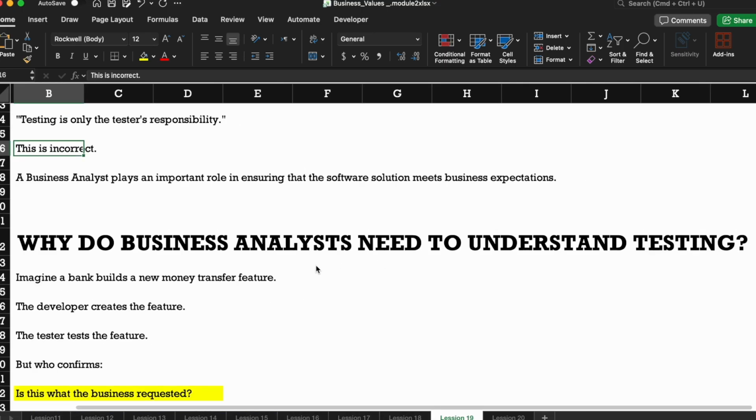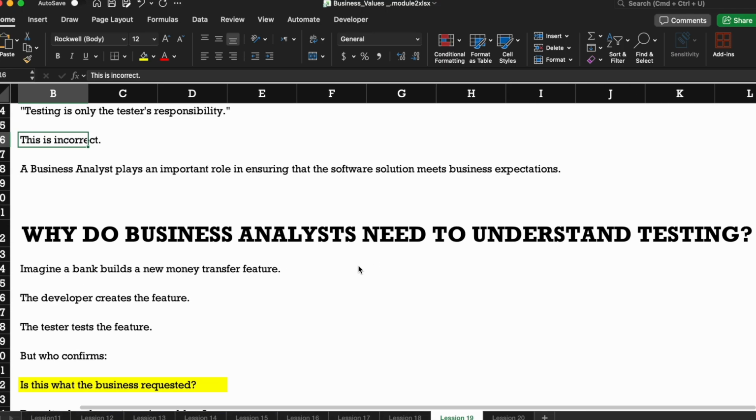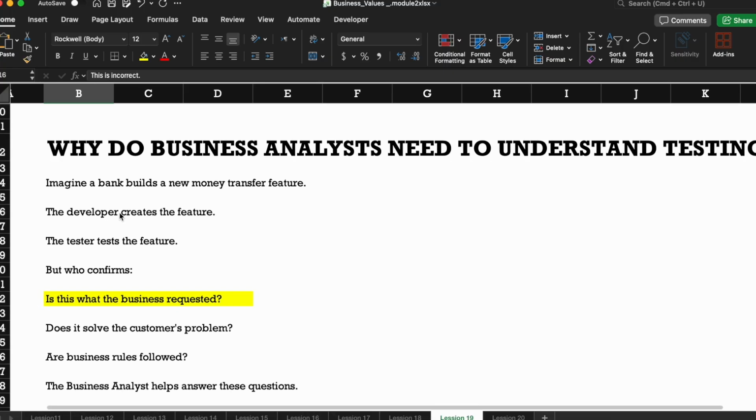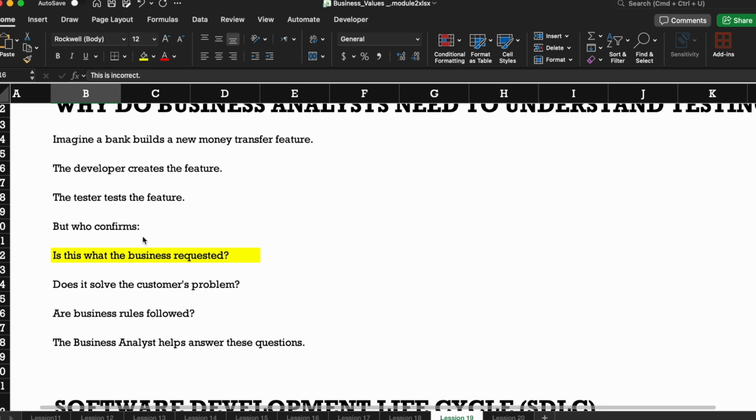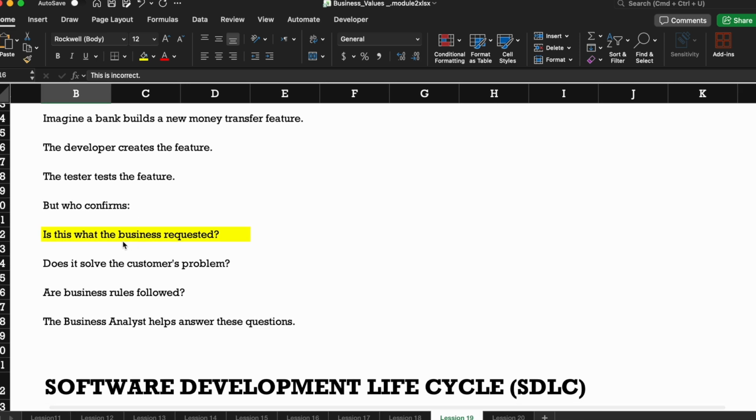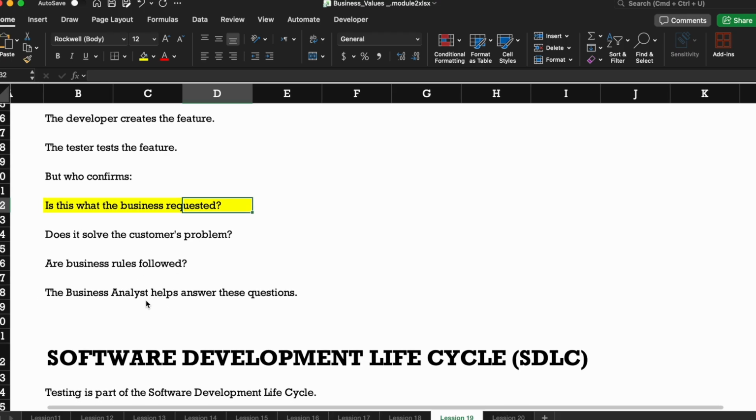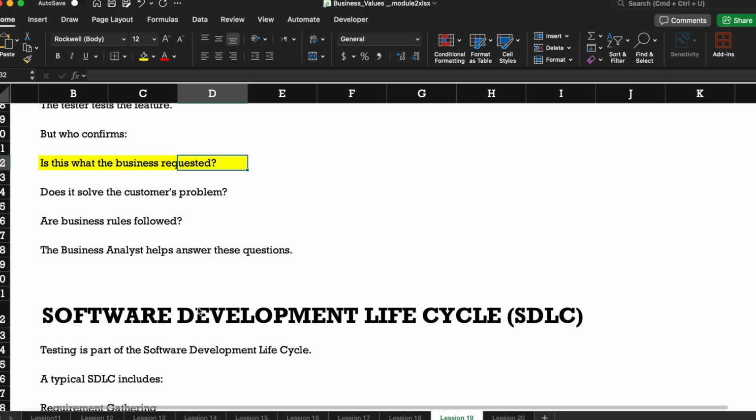So why do business analysts need to understand testing? Imagine a bank builds a new money transfer feature. The developer creates the feature, the tester tests the feature, but who confirms this is what the business requested? Does it solve the customer's problem, and are the business rules followed? The business analyst helps answer these questions.